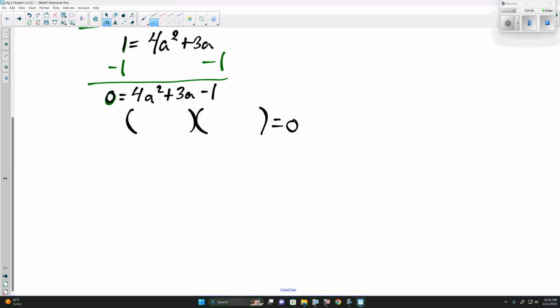Now, since the third term is negative, our signs are opposite. Factors of the first and third term. Well, the third term's kind of nice because the only factors of 1 are 1 and 1. 4a squared, well, we'll have a and a. And factors of 4 are 1 and 4 or 2 and 2. 1 and 4.